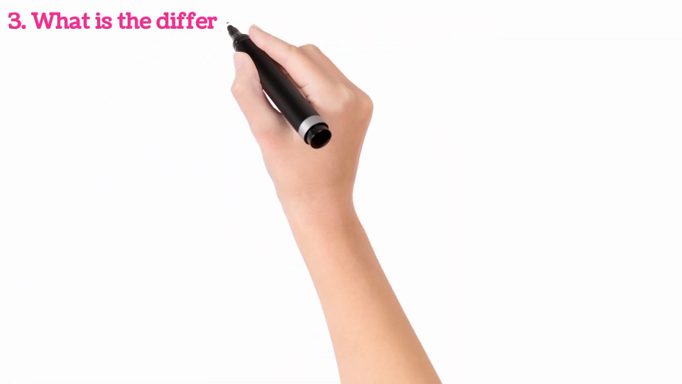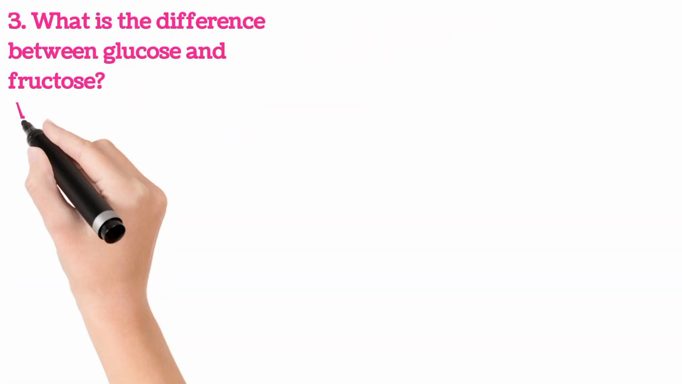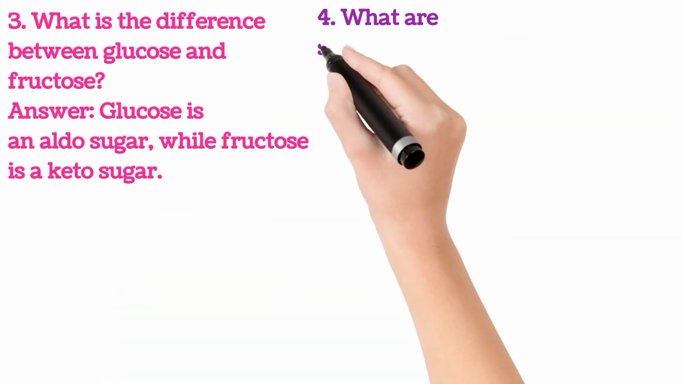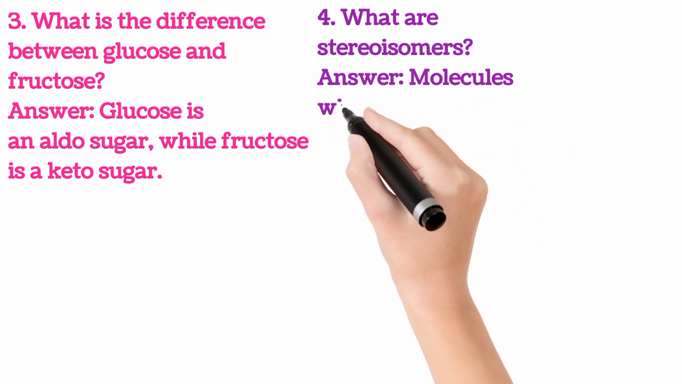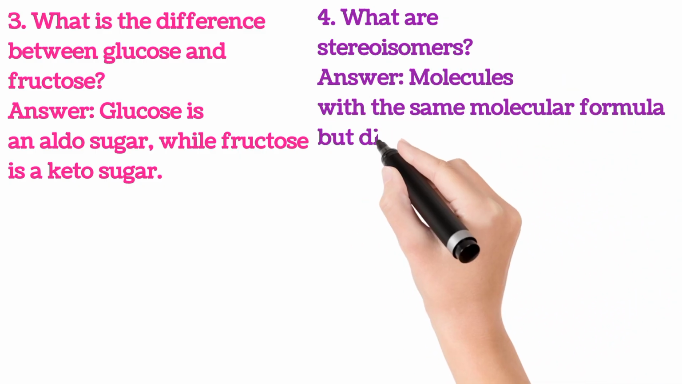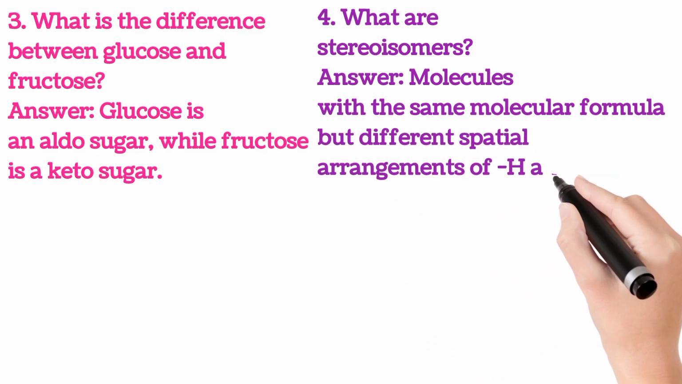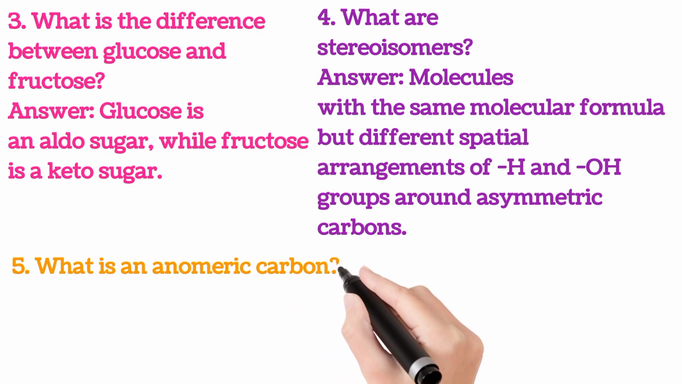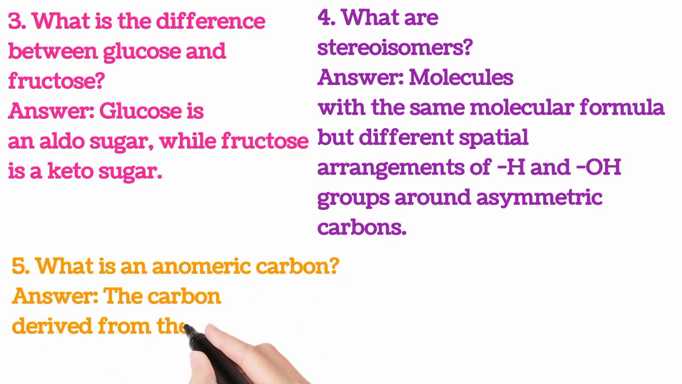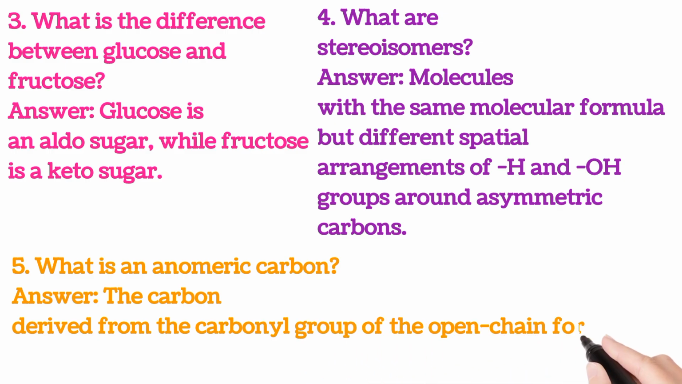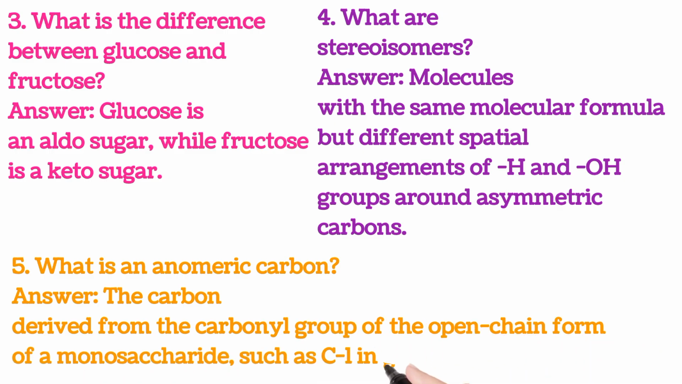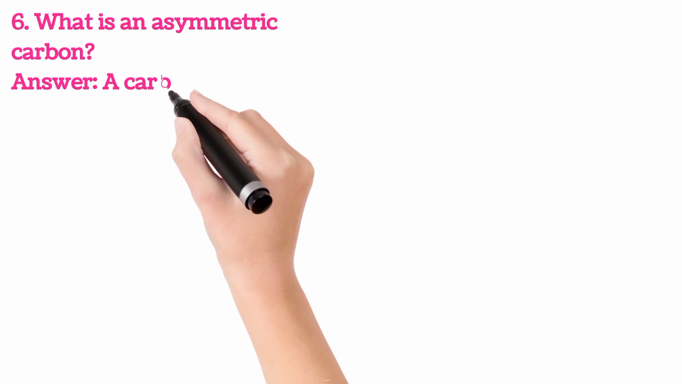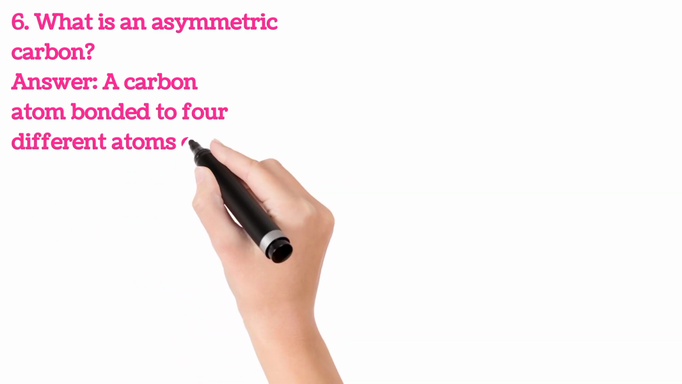3. What is the difference between glucose and fructose? Glucose is an aldose sugar, while fructose is a keto sugar. 4. What are stereoisomers? Molecules with the same molecular formula but different spatial arrangements of hydrogen and hydroxyl groups around asymmetric carbons. 5. What is an anomeric carbon? The carbon derived from the carbonyl group of the open chain form of a monosaccharide, such as carbon 1 in glucose. 6. What is an asymmetric carbon? A carbon atom bonded to 4 different atoms or groups.